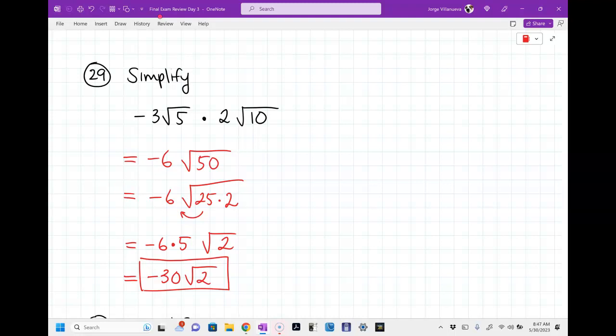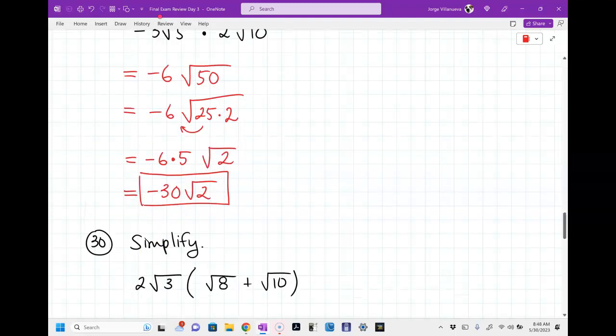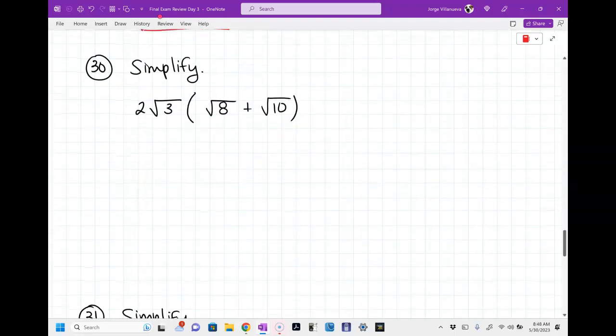So that's how you do number 29. Just multiply and then you simplify. And remember, with the fact that you guys have calculators, you may just be able to punch that in and be okay. But if you're doing it by hand, there you go. So number 30 is the same thing.